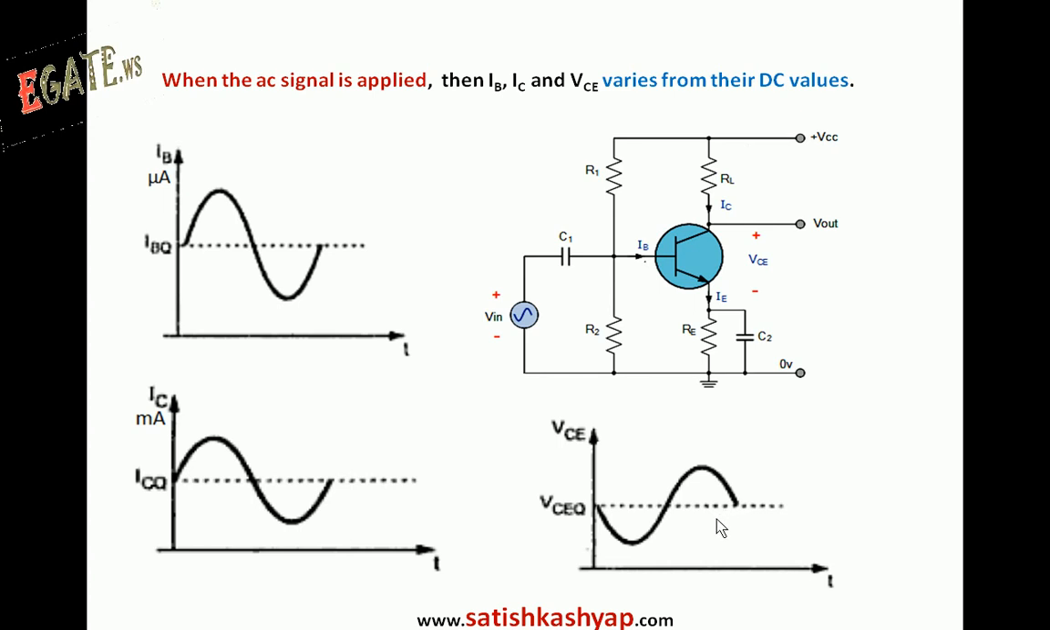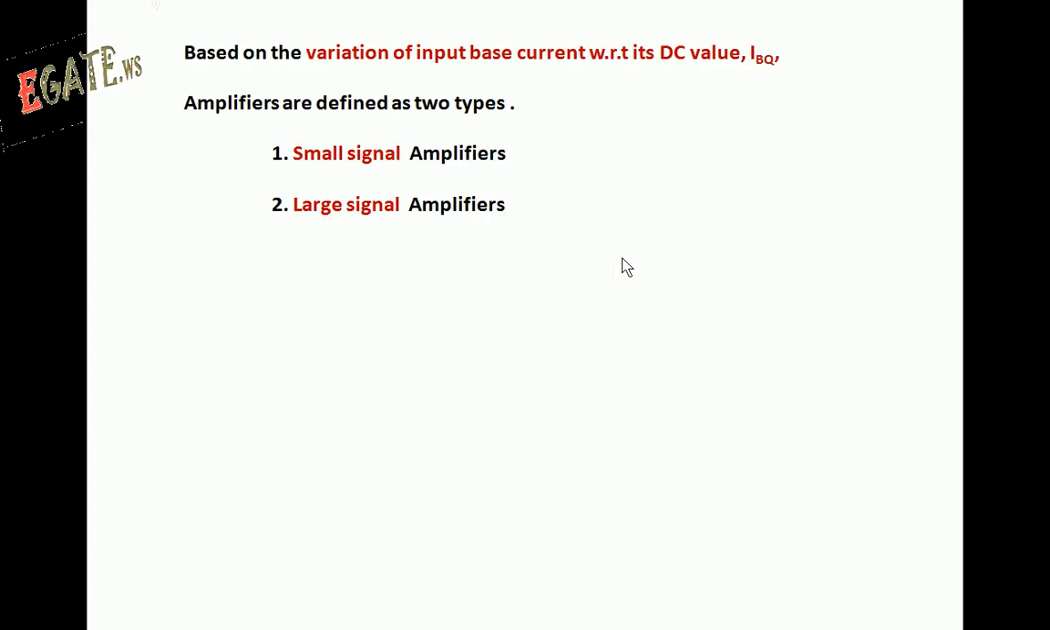Now whether the amplifier is small signal or large signal is going to be defined based on the variation of base current with respect to its DC value. How much the base current varies from its DC value determines whether it is small signal or large signal. So based on the variation of input base current with respect to its DC value, there will be two cases, small signal and large signal.